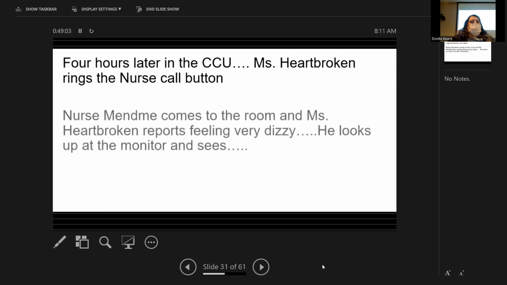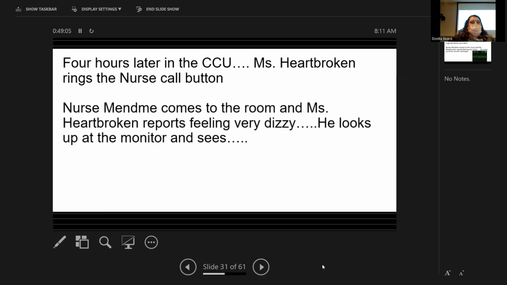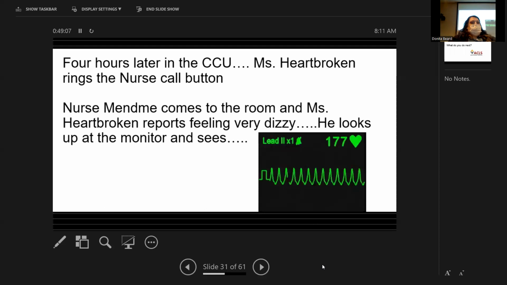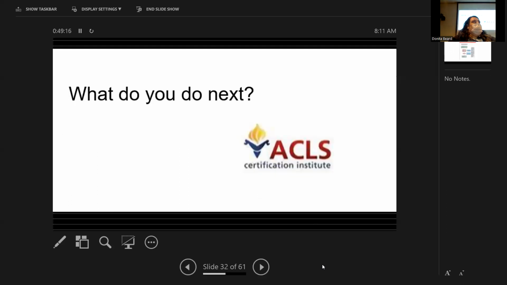Okay, so back to Miss Heartbroken. So we have this on telemetry, and she's stable. Her blood pressure is 130. So what we have to do now is kind of go back to ACLS training. So stable ventricular tachycardia patients with a pulse, you try not to shock them until they become unstable because they're wide awake. And so you would use amiodarone or lidocaine.